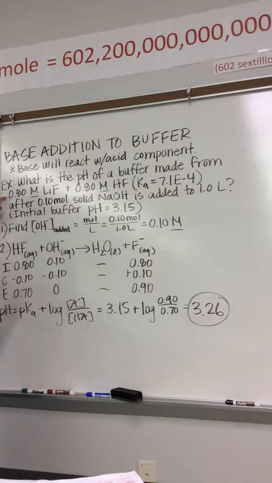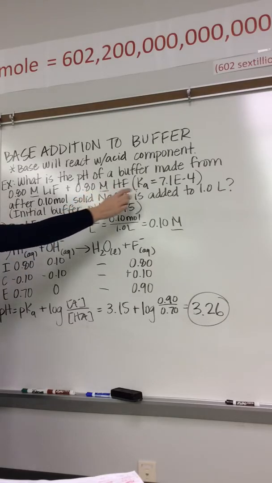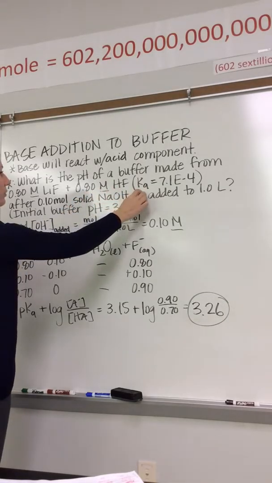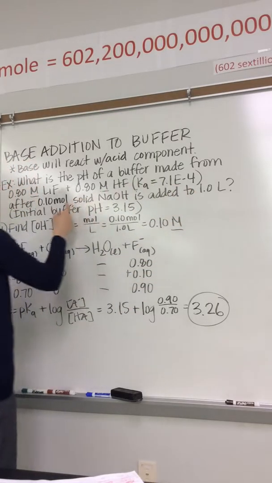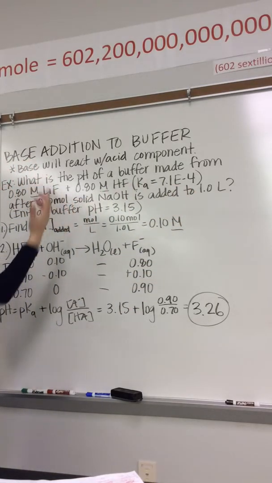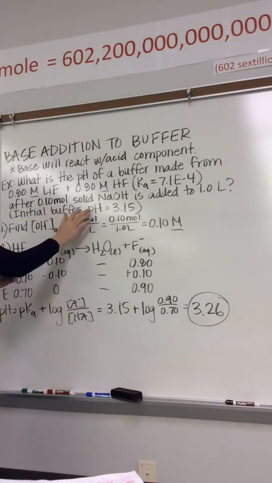We're again using 0.8 molar lithium fluoride and 0.8 molar HF. Ka is still 7.1 times 10 to the negative fourth. And this time we're adding 0.1 moles solid sodium hydroxide to 1 liter of the buffer. Now this is already given to me in moles, so I don't have to do anything to it. But if I'd given this to you in grams, obviously you would need to convert it to moles. The initial pH of the buffer is 3.15.